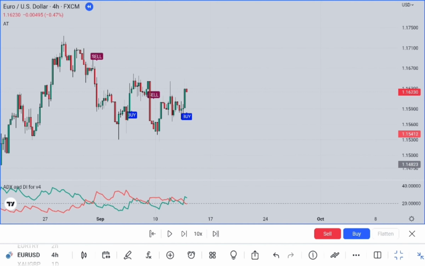Now we have seen a buy signal here. On our ADX indicator, the green line is above the red. This is a bull market signal. We open a long position and make the target 1 to 1.5 times.